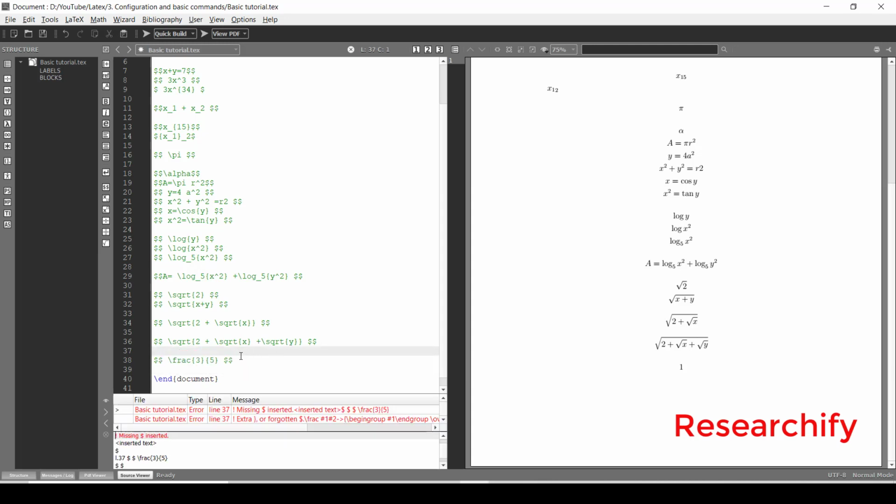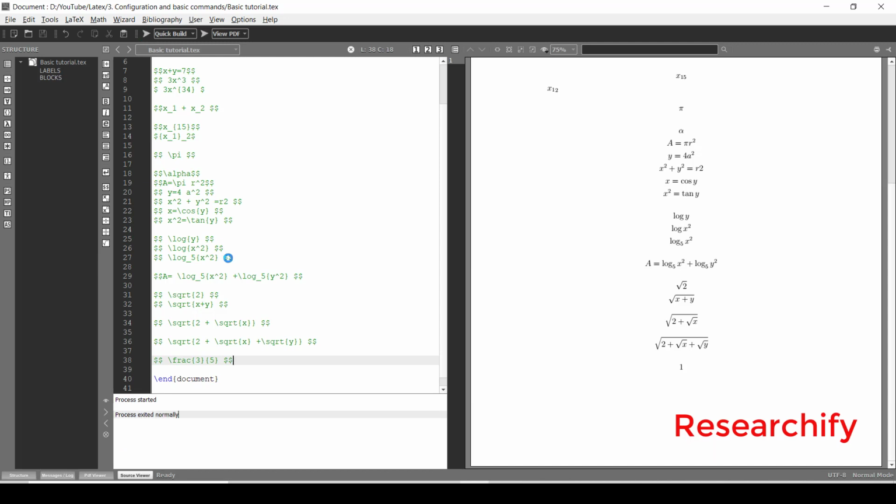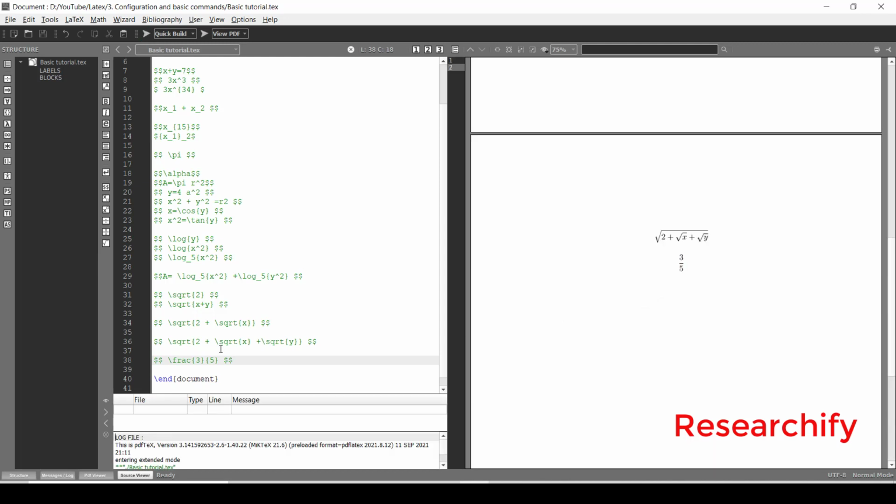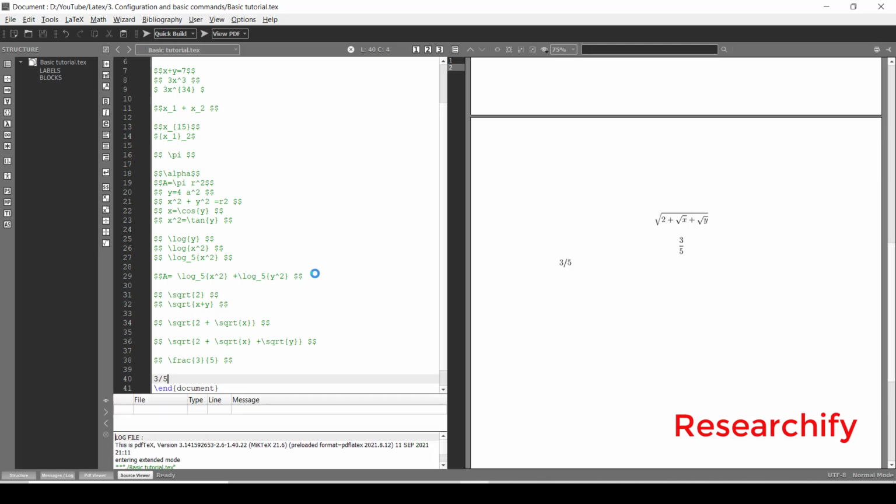Here you can see \frac, I have written 3 in the first curly bracket and 5 in the second curly bracket, so you will get 3 by 5. See, 3 by 5. Let us try without using the frac command. Just write 3 by 5. You can see what we get.